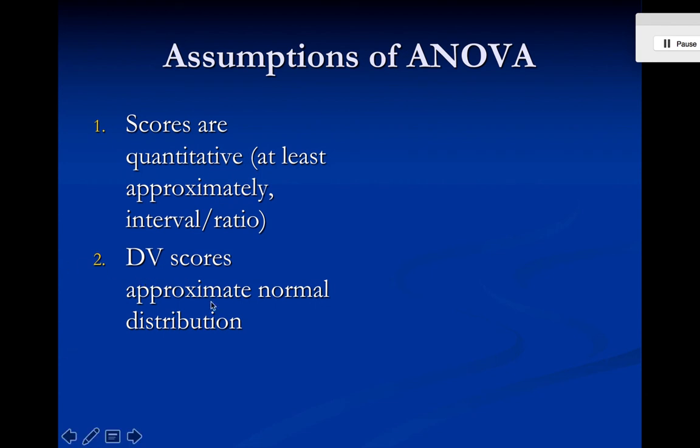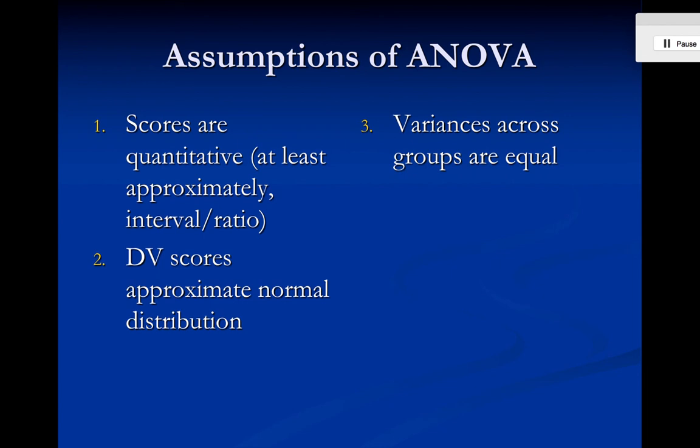My dependent variable scores per group need to be normally distributed. So in other words, the scores for my high stress group need to be normally distributed. The scores for my low stress group need to be normally distributed. The scores for my moderate group need to be normally distributed.